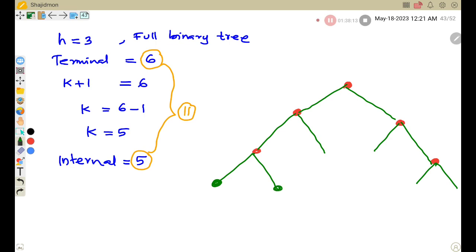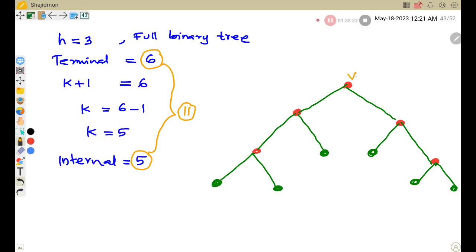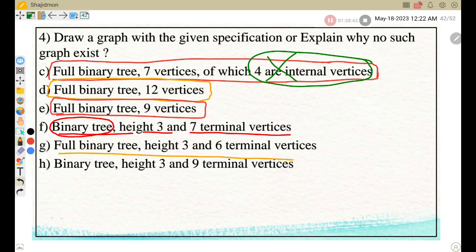Now you can mark the terminal vertices, the leaves, like this. So you can check how many vertices totally. V1, V2, V3, V4, V5, V6, V7, V8, V9, V10 and V11. Totally 11 vertices are there. So this is the graph representing that specification. Hope you understood this question. Now question number H.